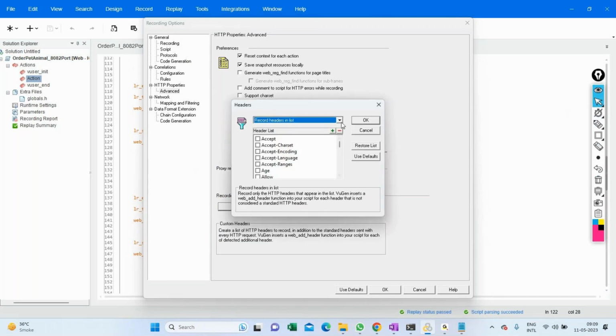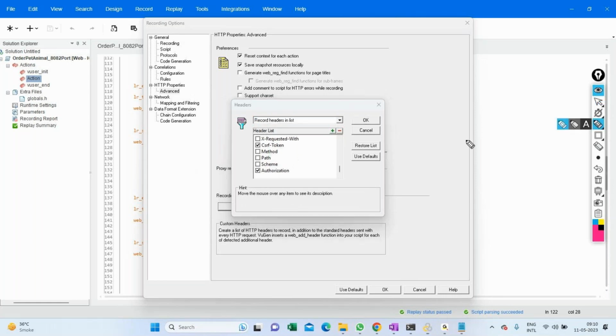Here you have to choose record headers in list. If anything else is selected, change it to record headers in list, and don't select anything except CSRF token and authorization. If you don't see authorization, no problem, leave it for now. But if you see CSRF token, just check it. That's it. Don't do anything else here. Did you take a screenshot?